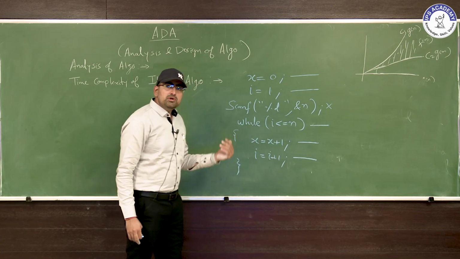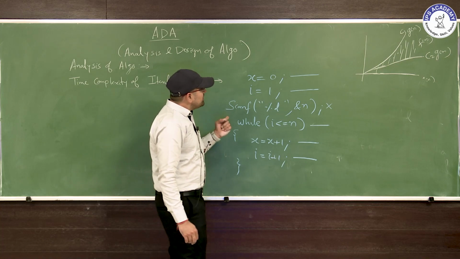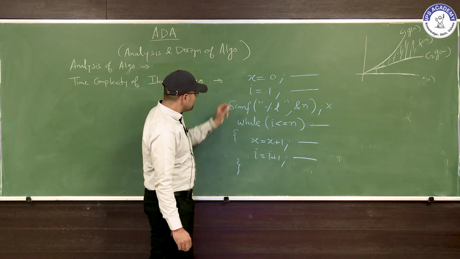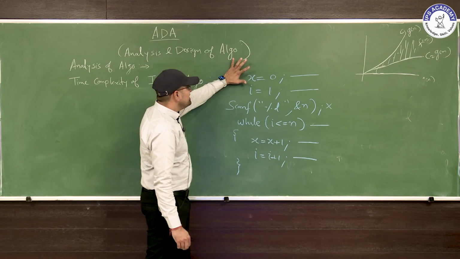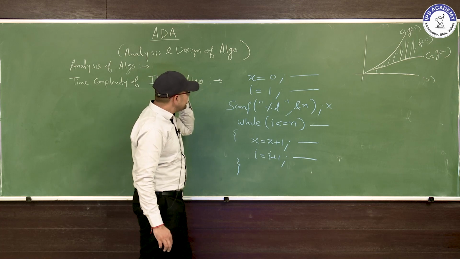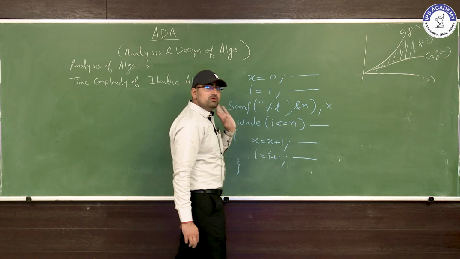Now we come to step number 2, that is find out the frequency count, or the number of times these executable statements are being executed. As far as statement number 1, x equal to 0, is concerned, it is being executed once through the lifetime of this algorithm or program.